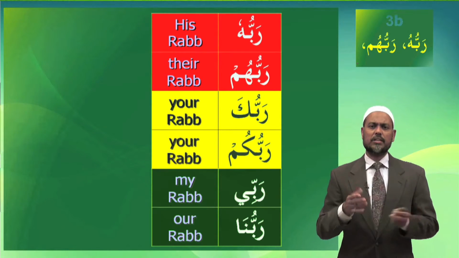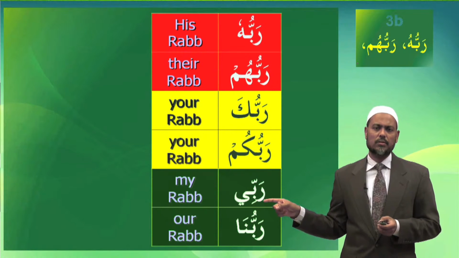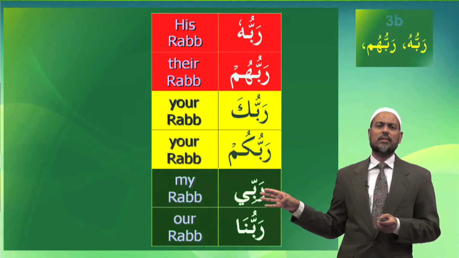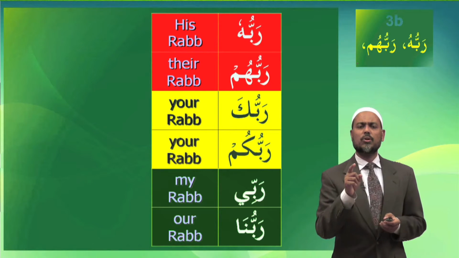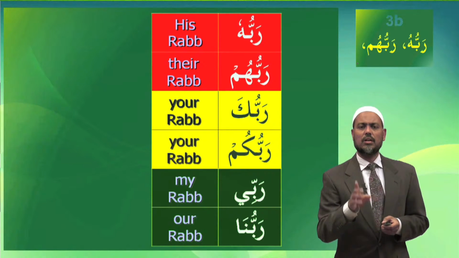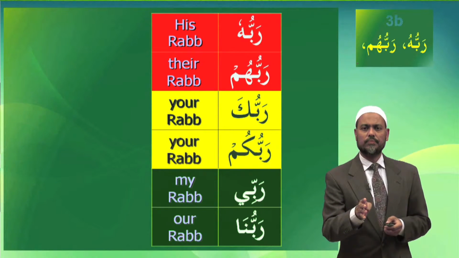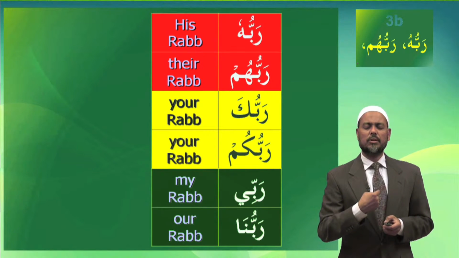Let us learn these 6 words. Rabbuhu, his Rabb. Please repeat after me: Rabbuhu, his Rabb. Rabbuhum, their Rabb. Rabbuka, your Rabb. Rabbukum, your Rabb. Rabbi, my Rabb. Rabbuna, our Rabb.